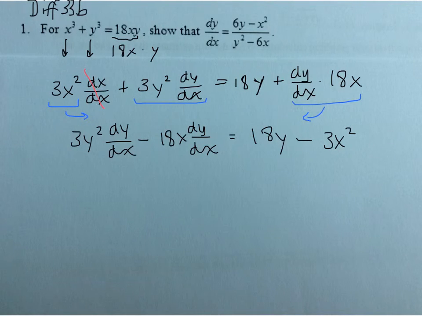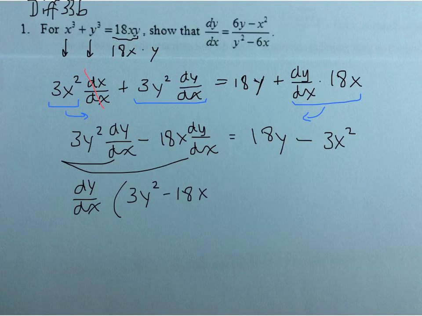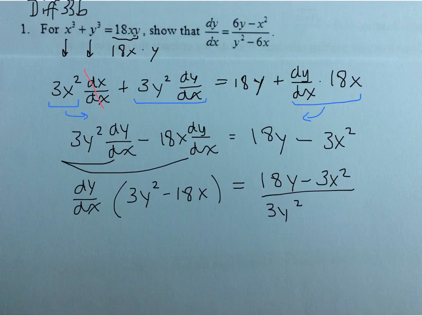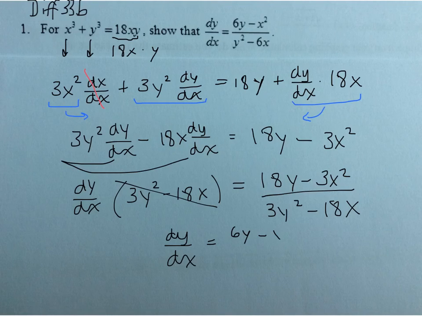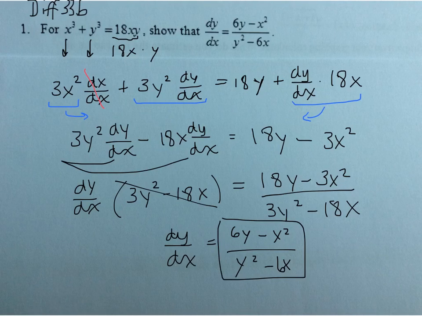Third step, factor out dy/dx. So these dy/dx's are going to come out. I'm going to be left with 3y squared minus 18x, and the other side is what it is. And then I'm going to divide by that whole parentheses. So dy/dx equals that big fraction. We can see that every coefficient is a multiple of 3, so I'm just going to divide everything by 3 and get 6y minus x squared over y squared minus 6x. And that is what we were supposed to get, so I know I've done it correctly.